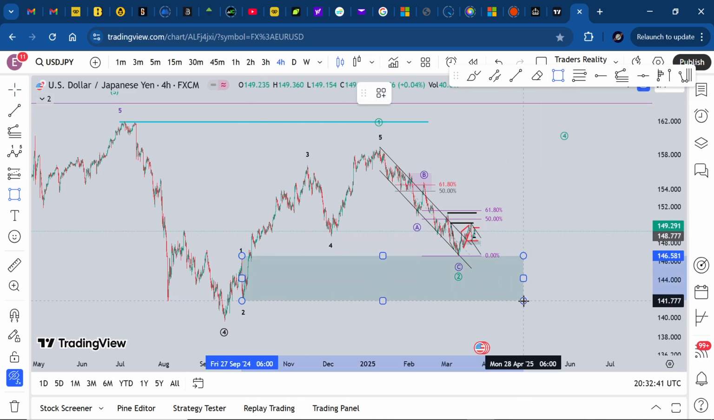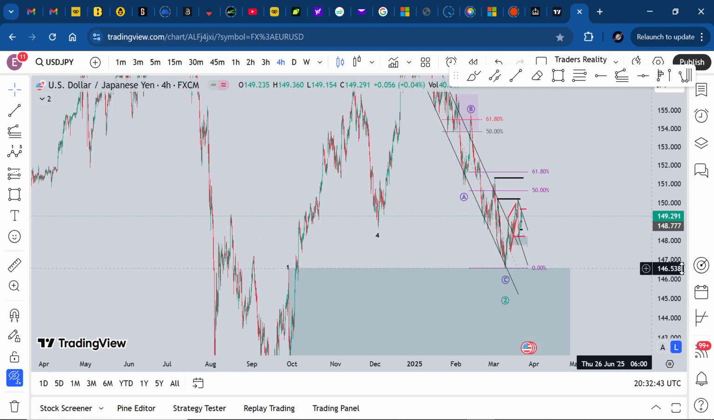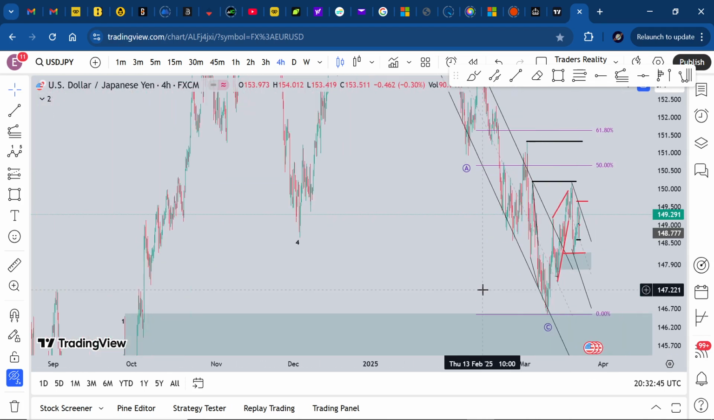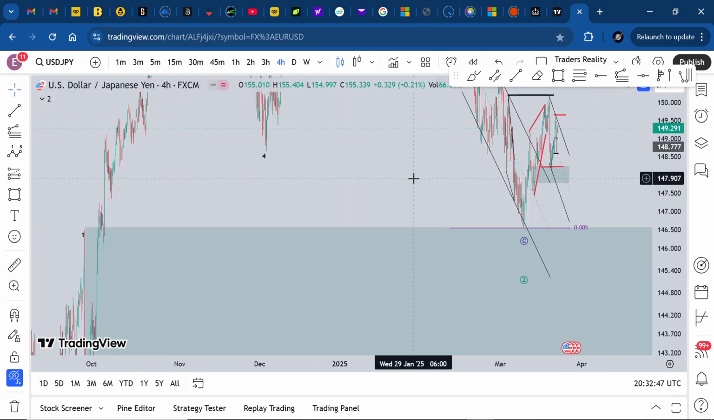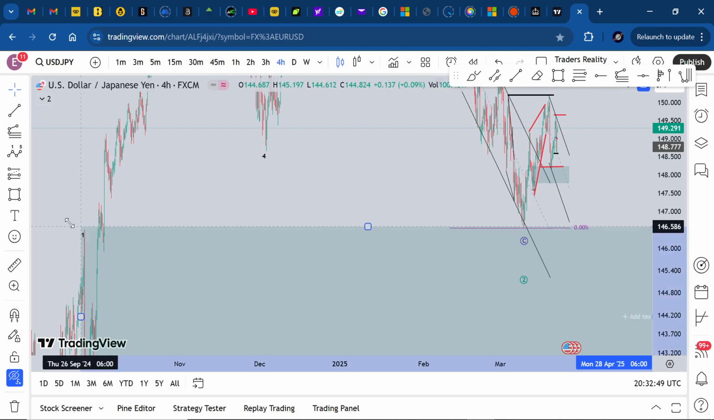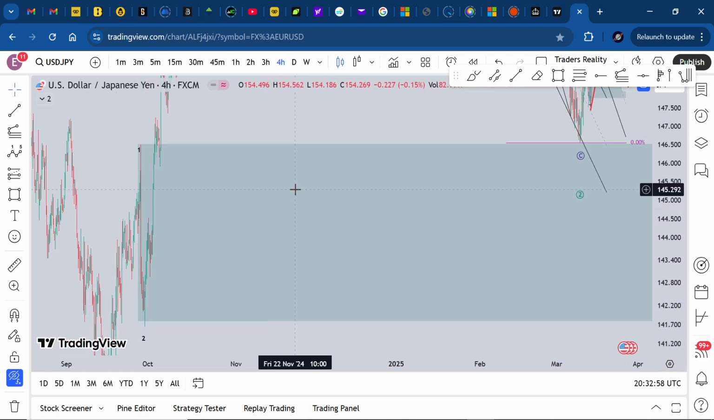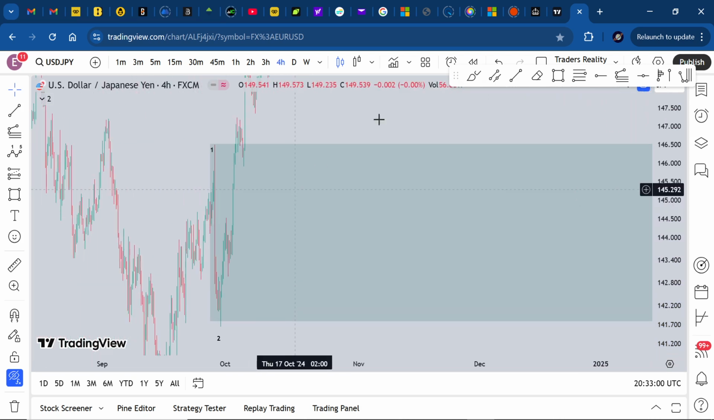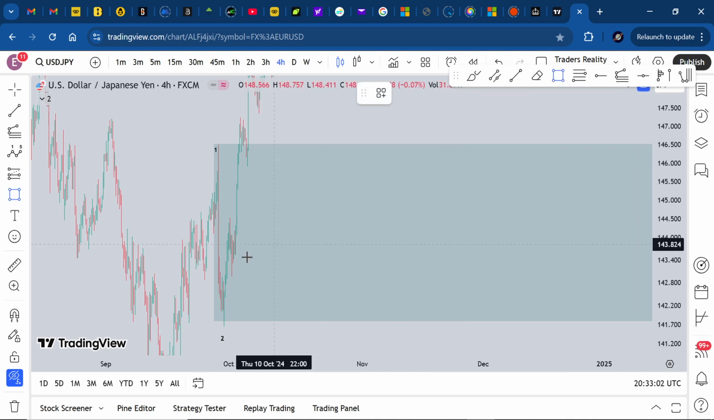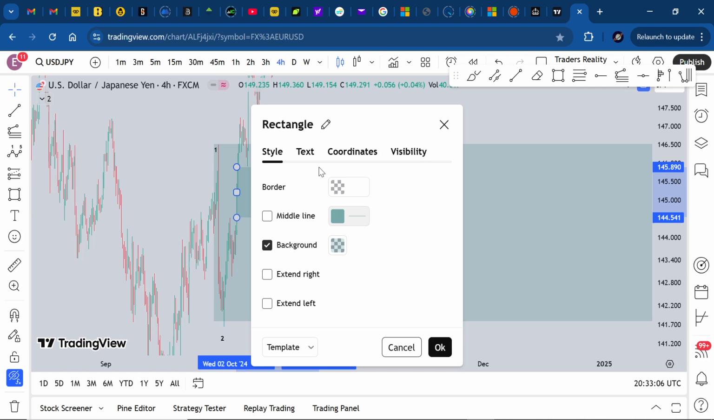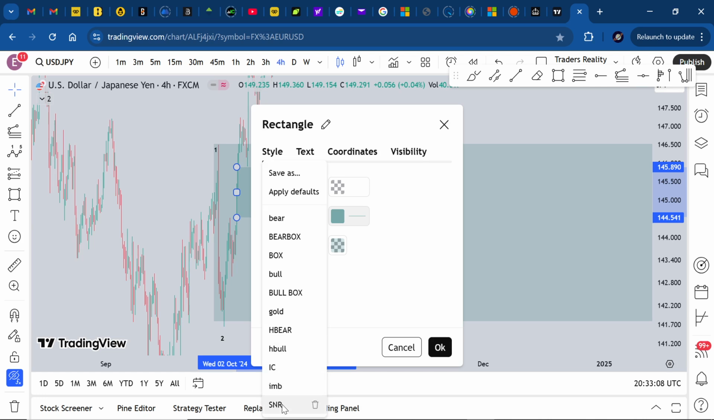Did we hit the demand level? I hope so, because it'll make it more likely to continue higher. We didn't hit this demand zone. We just missed it. Doesn't matter. We did hit this, but this does have its own imbalance underneath. I'm just going to mark it out. It's a point of interest.